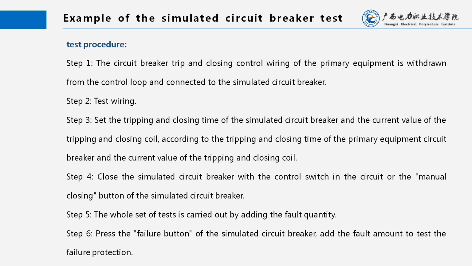Step 4. Close the simulated circuit breaker with the control switch in the circuit, or the manual closing button of the simulated circuit breaker. Step 5. The whole set of tests is carried out by adding the fault quantity. Step 6. Press the failure button of the simulated circuit breaker. Add the fault amount to test the failure protection.